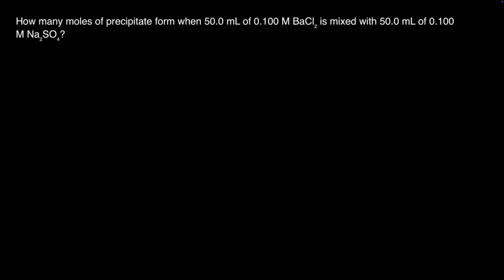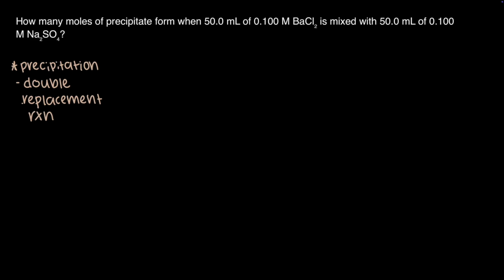How many moles of precipitate form when 50 milliliters of 0.100 molar BaCl2 is mixed with 50 milliliters of 0.100 molar Na₂SO₄? When two compounds are mixed together, this will be a double replacement reaction. When a precipitate is mentioned, this is a special type of double replacement reaction called a precipitation reaction. A precipitation reaction will form a precipitate, a solid or an insoluble product based on solubility rules.